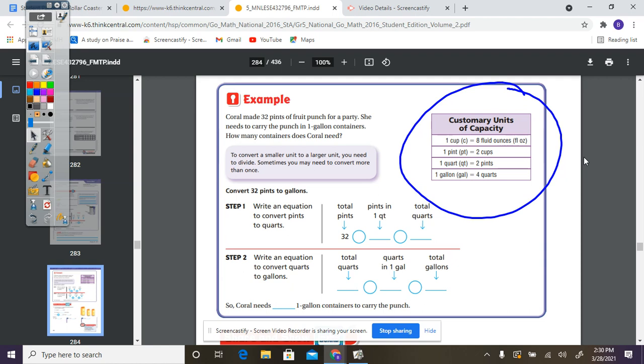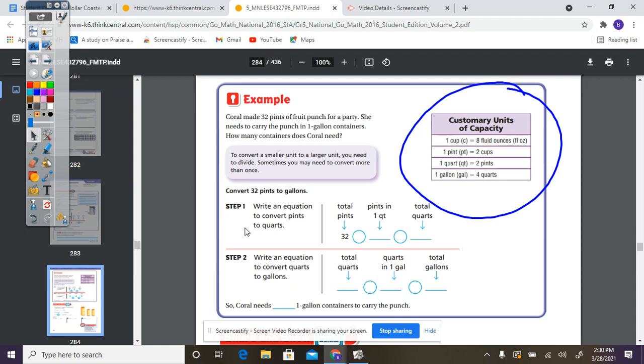But this is a chart that also says the same thing. So there are 8 fluid ounces in 1 cup. Okay. There are 2 cups in 1 pint. There are 2 pints in 1 quart. There are 4 quarts in a gallon. And so we can use this information to help us when we are converting on our problems that we have to solve.